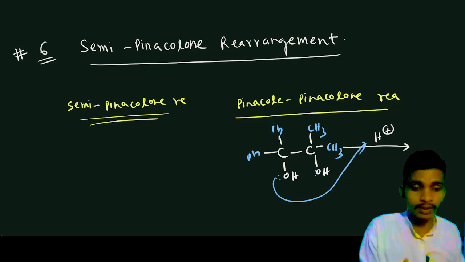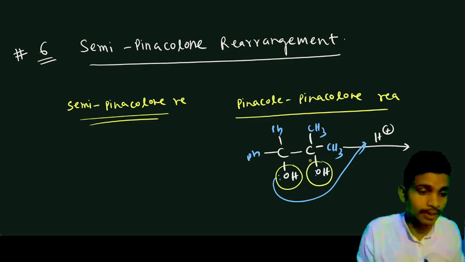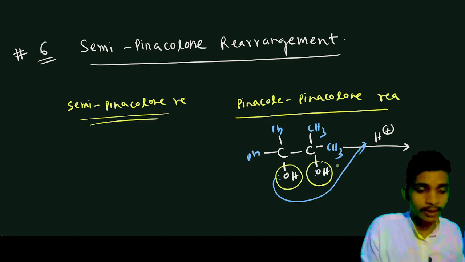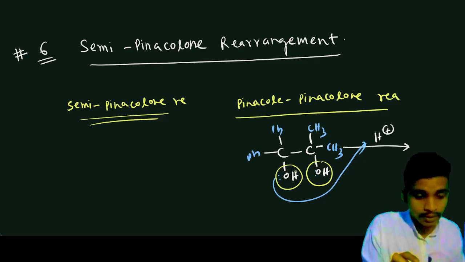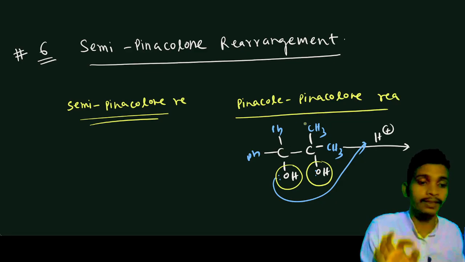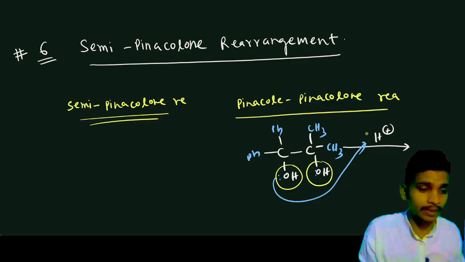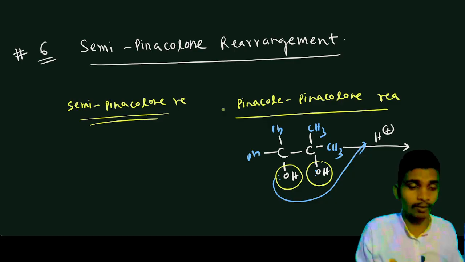Here at two adjacent carbon atoms, two OH groups will be there, and the OH that gets protonated is the one that gives the stable carbocation. That OH becomes a leaving group and leaves, and the carbocation should be stable without any rearrangement. That is the pinacolone rearrangement, and the condition should be acidic medium.